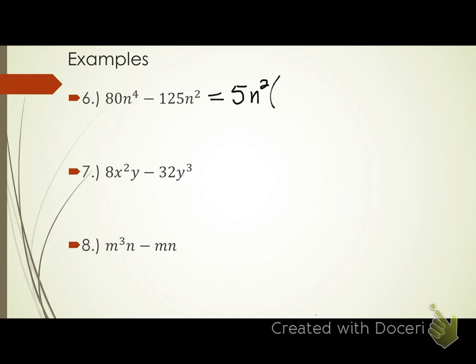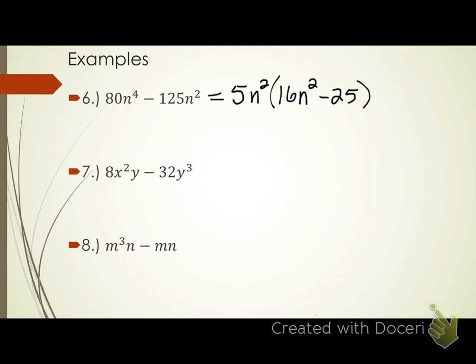5 times what gives me 80? 16. I'm distributing 2 n's in, but I've got 4 here, so how many more do I need to get from 2 to 4? 2 more. So 16n squared is the first term in the parentheses. 5 times what gives me negative 125? Negative 25. Do I need any more n's for this term? No.